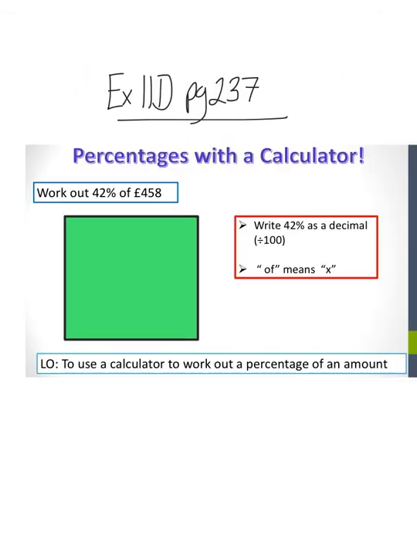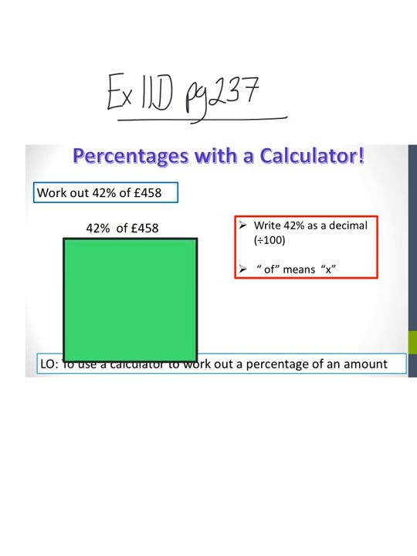On this slide and this exercise now, we're going to look at how to work out percentages of amount using a calculator. So the first question here, we've been asked to work out 42% of 458. Now the first thing you do is write out the question. So you would write out, well, 42% of £458. Of in maths means times, and 42%, to change that to a decimal, as it says here, you would just divide by 100. So 42 divided by 100 is 0.42.